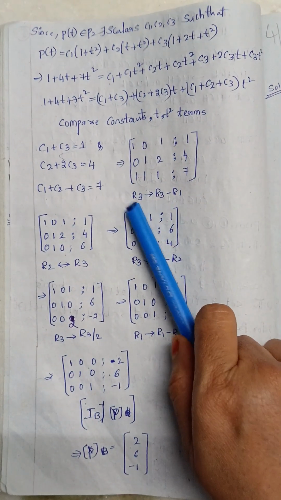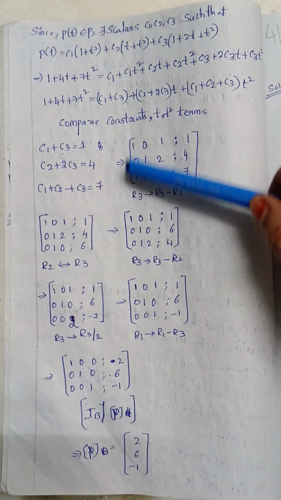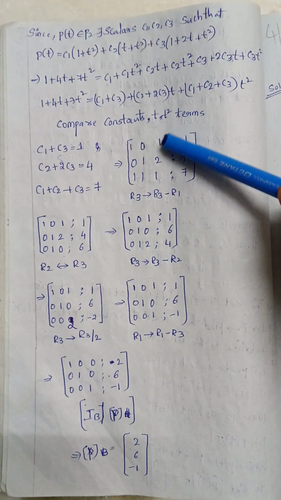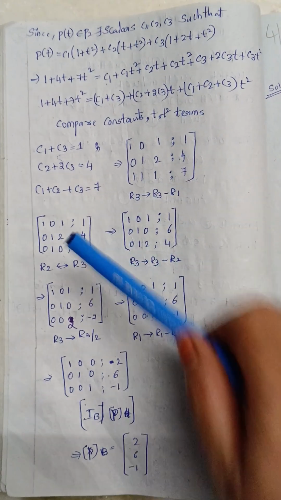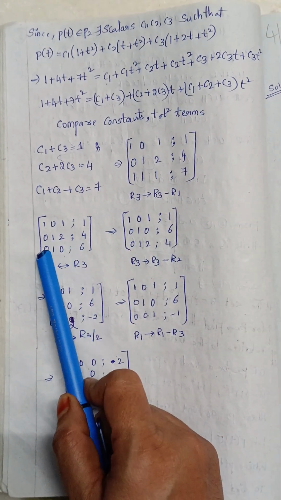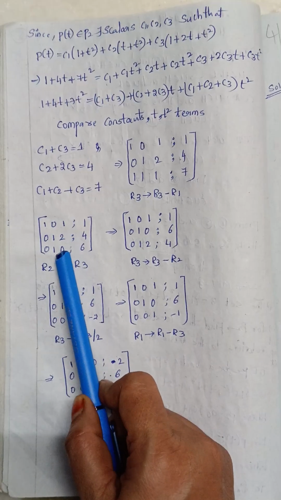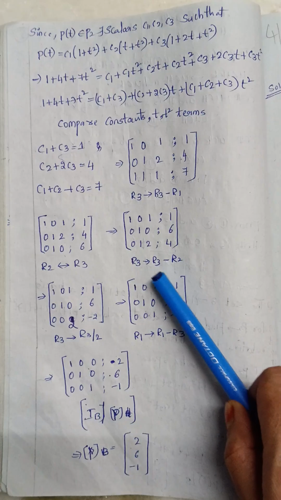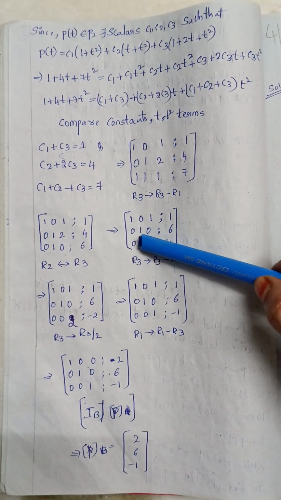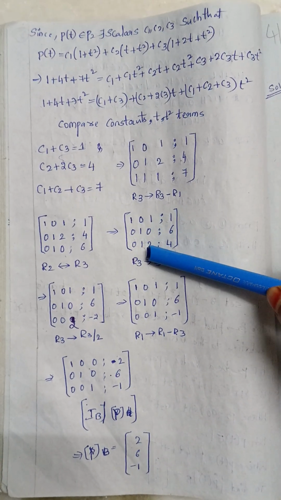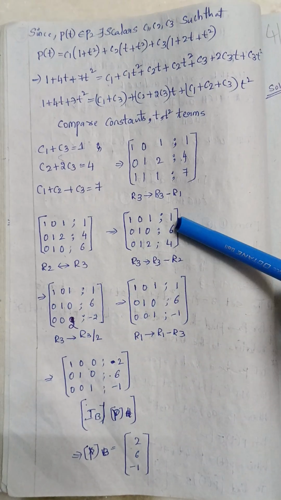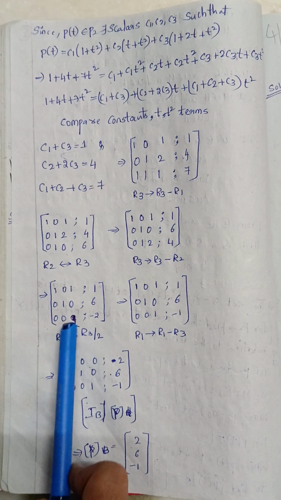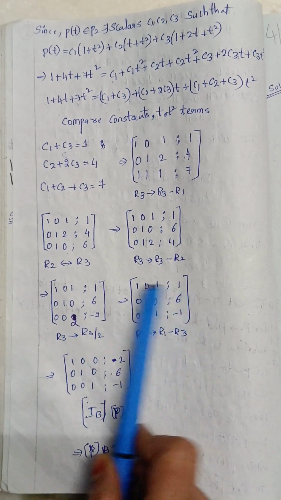See here, R3 implies R3 minus R1. R3 minus R1 means it will become 0: 1 minus 1 is 0, 7 minus 1 is 6. Now interchange these two because 0, 1, 0 is there. So interchange R2 and R3, then it will become like this. Now R3 implies R3 minus R2, then it will become 0. R3 minus R2: 0, 2 minus 0 is 2, 4 minus 6 is minus 2. Now divide this by 2, so here 1, here minus 1, remaining terms as they are.